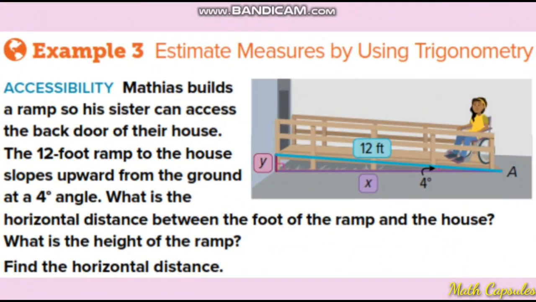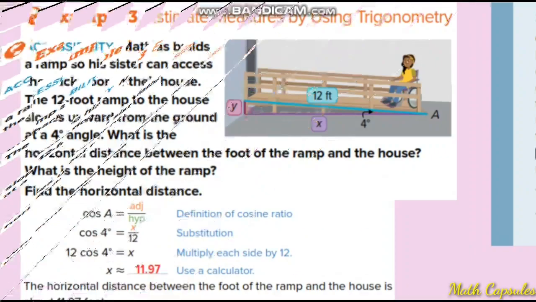Now look at this example. Matthias builds a ramp so his sister can access the back door of their house. The 12-foot ramp to the house slopes upward from the ground at a 4 degree angle. What is the horizontal distance between the foot of the ramp and the house? And what is the height of the ramp?